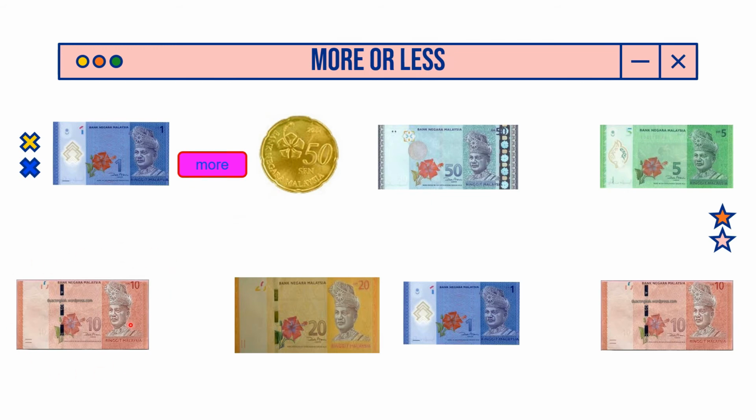The next one is 10 ringgit and 20 ringgit. 10 and 20. Of course, 10 is less than 20. 10 mesti kurang dari 20. 10 ringgit kurang dari 20 ringgit. 50 ringgit and 5 ringgit. So, we know that 50 is more than 5 ringgit. 50 ringgit more than 5 ringgit. And the last one is 1 ringgit and 10 ringgit. 1 is of course less than 10 ringgit. Good. Now let's continue.